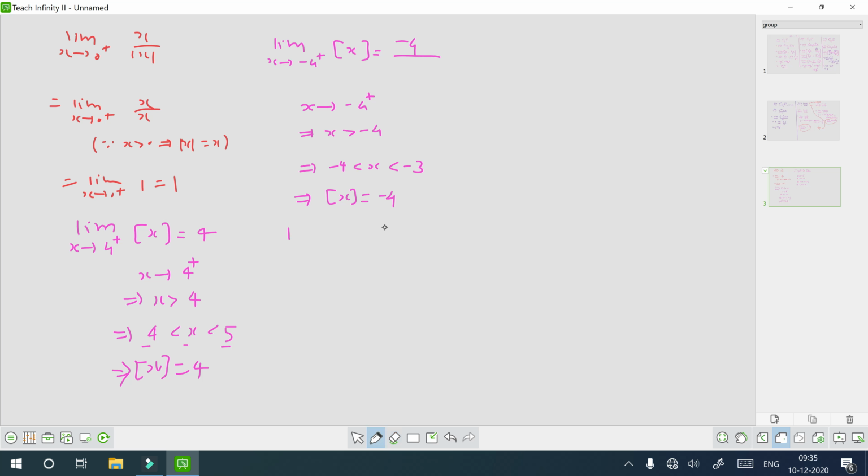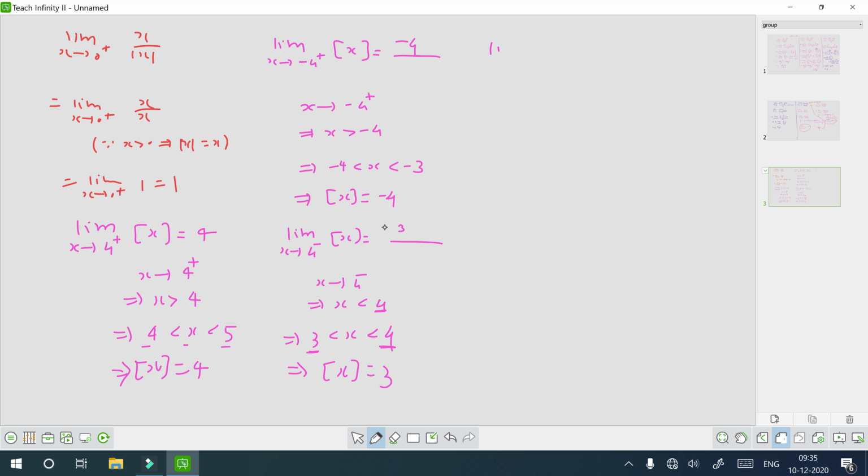Now let us see limit x tends to 4 minus integer part of x is equal to what? So x tends to 4 minus means x is less than 4. So definitely here 3 less than x less than 4, because 3 and 4 should be successive integers. So that implies integer part of x is equal to 3. So here answer is 3.